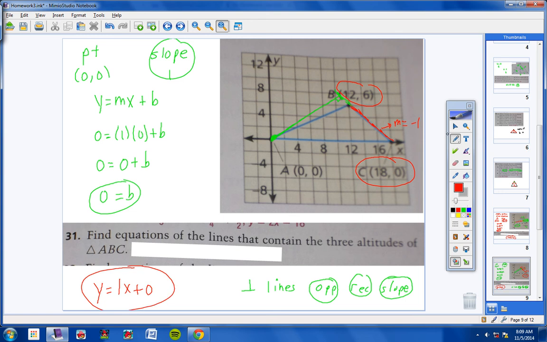Okay, there we go. Let's see if that's one of the answers here. Yes, right here. They put y equals x, which is the same thing as 1x plus 0. So there we go. Okay? All right, moving on to number 32.